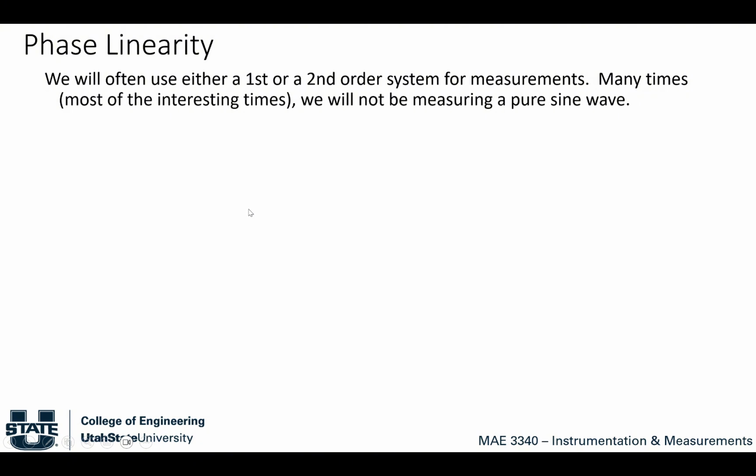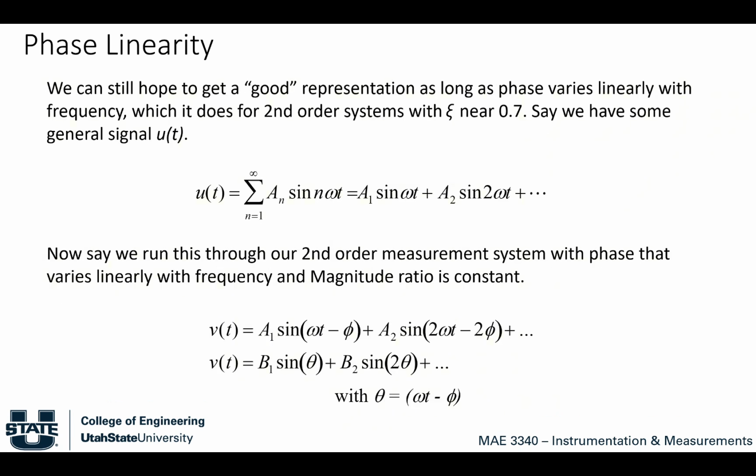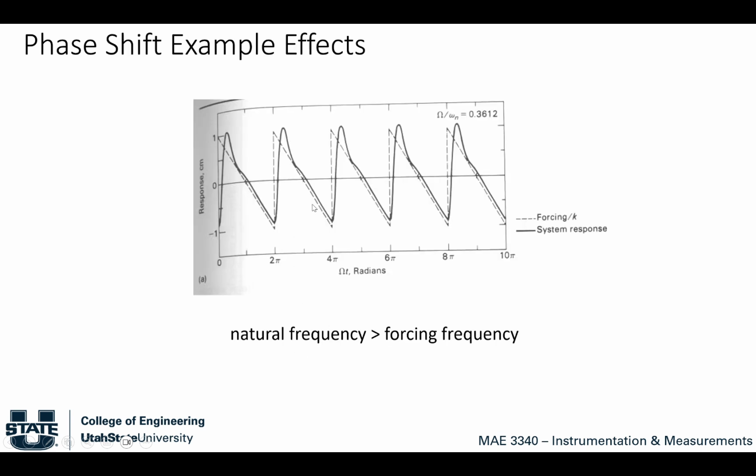So now let's talk about phase linearity. We usually use a first or second order system for measurements, and not always are they going to be a pure sine wave. However, we can describe it as an infinite series of sine waves, kind of like what we talked about before, where we have multiple sine waves and we add up all those different sine waves. And we can do the same thing with a second order system that varies linearly with frequency and magnitude ratio as a constant. So we could run through those, and now this is the important piece right here.